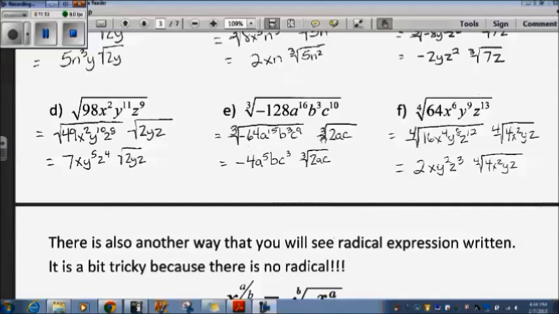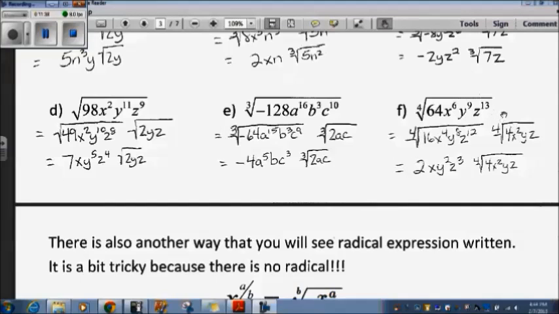Now I simplify all of this. The cube root of negative 64 is negative 4. The cube root of a to the 15th is a to the 15 over 3, which is a to the 5th. The cube root of b cubed is just b. The cube root of c to the 9th is c to the 9 over 3, or just c cubed. Then I bring down my cube root of 2ac.